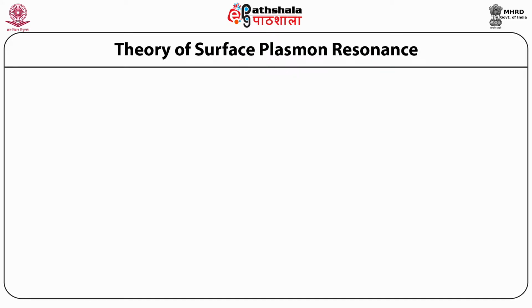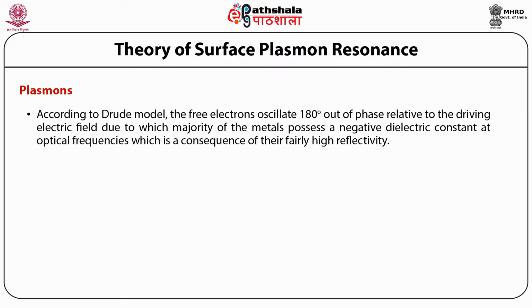Theory of surface plasmon resonance. Let us first discuss the plasmons. According to the Drude model, the free electrons oscillate 180 degrees out of phase relative to the driving electric field, due to which the majority of metals possess a negative dielectric constant at optical frequency, which is a consequence of their fairly high reflectivity.